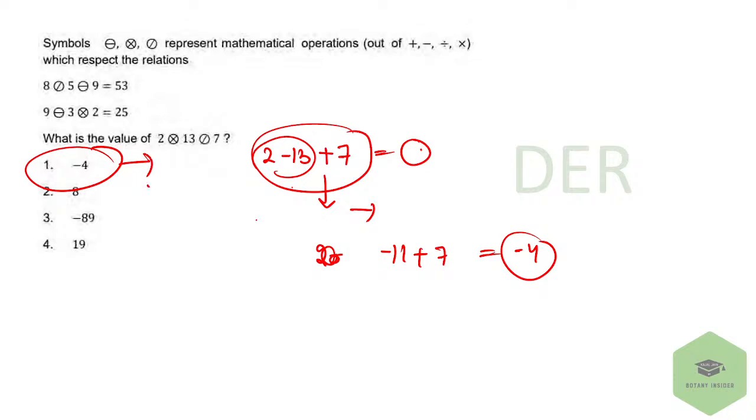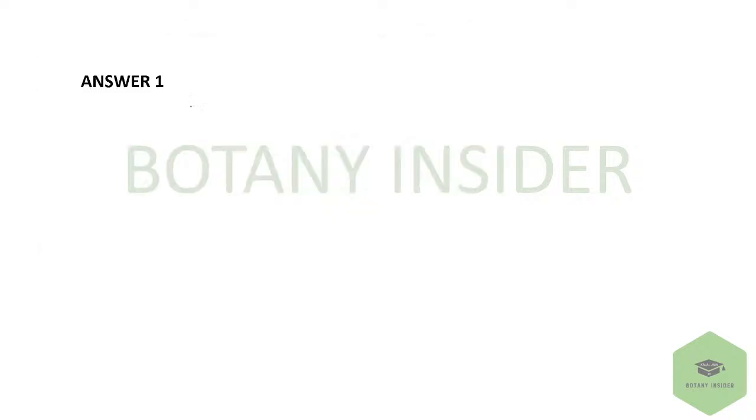Easy and simple. You just have to observe, make the equation according to the symbolic representation and get the final answer for the same. So what's the correct answer for this? The correct answer for this is minus 4, right? So minus 4 is the correct answer for this particular question. Easy and simple, right? So one is the correct answer for this.